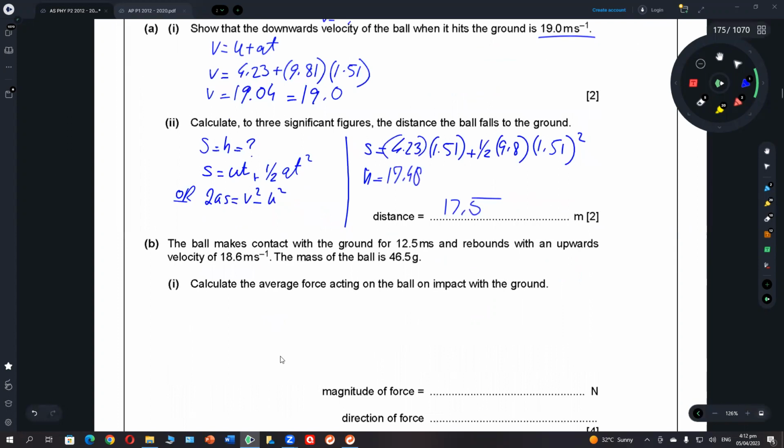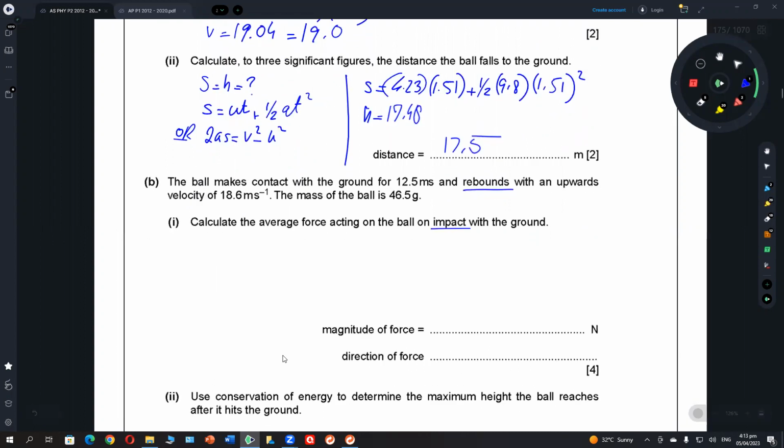The ball makes contact with the ground for 12.5 milliseconds and rebounds, one of their favorite cases, with an upward velocity of 18.6. The mass of the ball is 46.5. Calculate the average force acting on the ball on impact with the ground. You hopefully remember that this average force concept comes from the definition of force. Force is the change in momentum over the time interval.